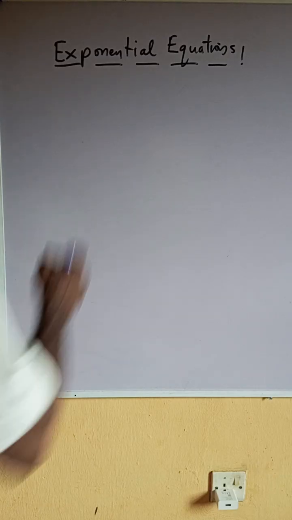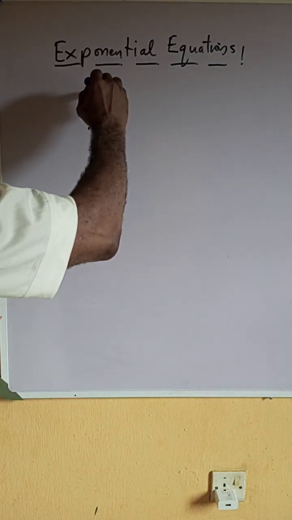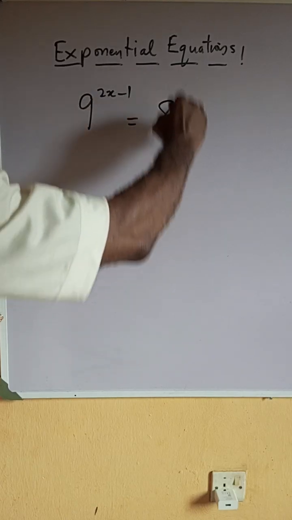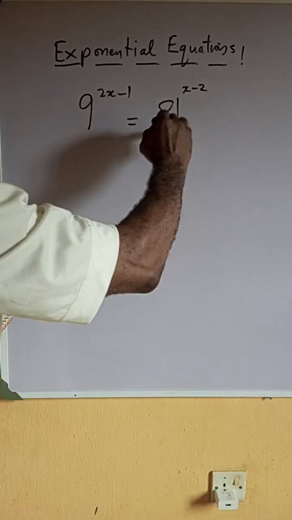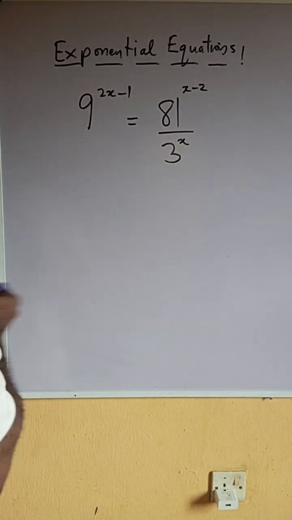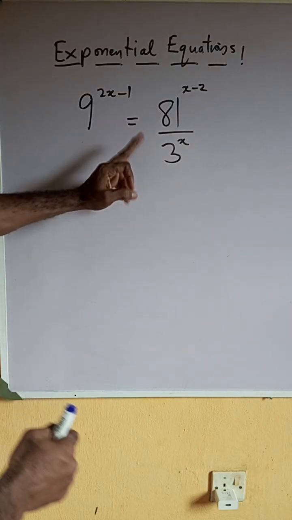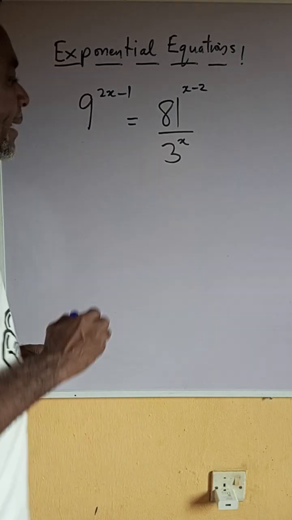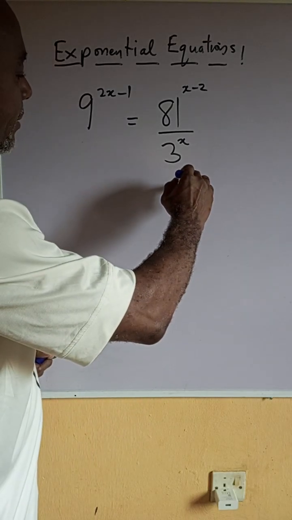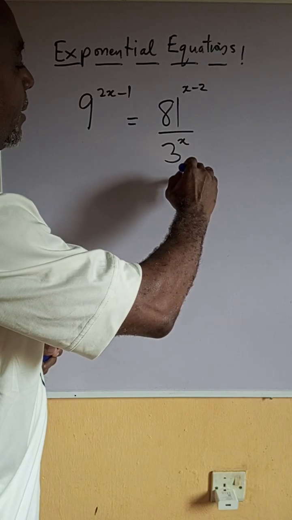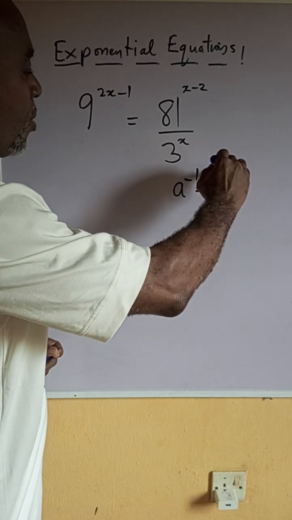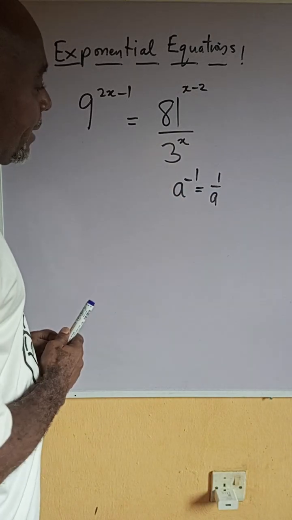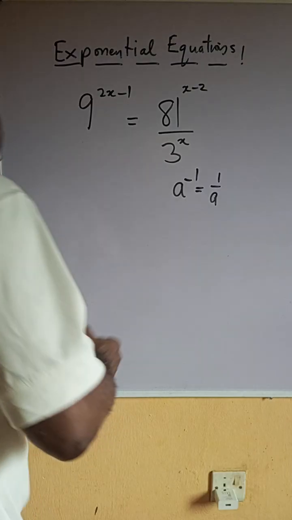The third exponential equation: 9 raised to the power 2x minus 1 is equal to 81 raised to the power x minus 2, all over 3 raised to the power x. Now, as usual, we know that in indices, a raised to the power minus 1 is equal to 1 all over a. We shall apply that law here. If we do that, we will have that.